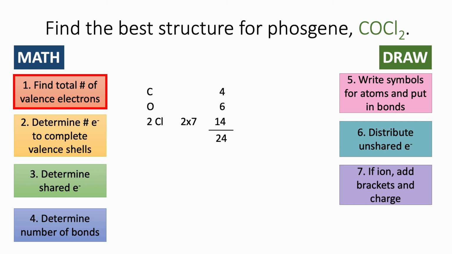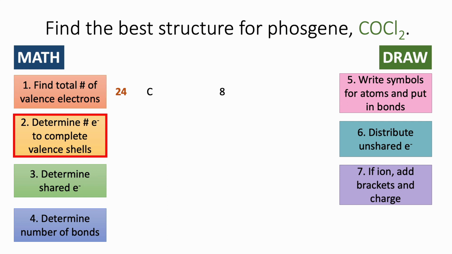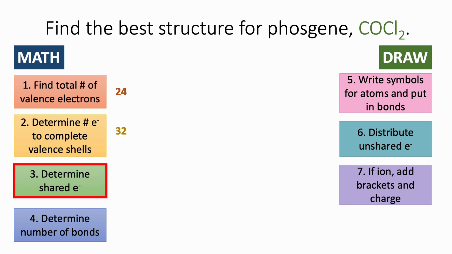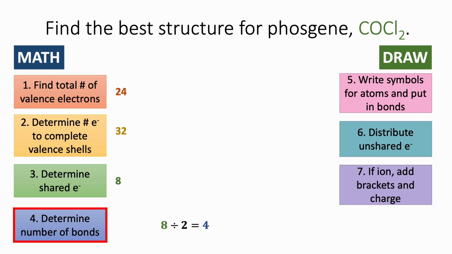And so if you add those all up, you get 24. Now let's figure out how many electrons we need to complete our valence shells. Carbon needs 8. Oxygen needs 8. Each of our chlorines needs 8, so that's 16 from the chlorines. And so we need 32. So our number of shared electrons is 32 minus 24. That's going to be 8. And then there's the number of bonds, which is going to be 4.